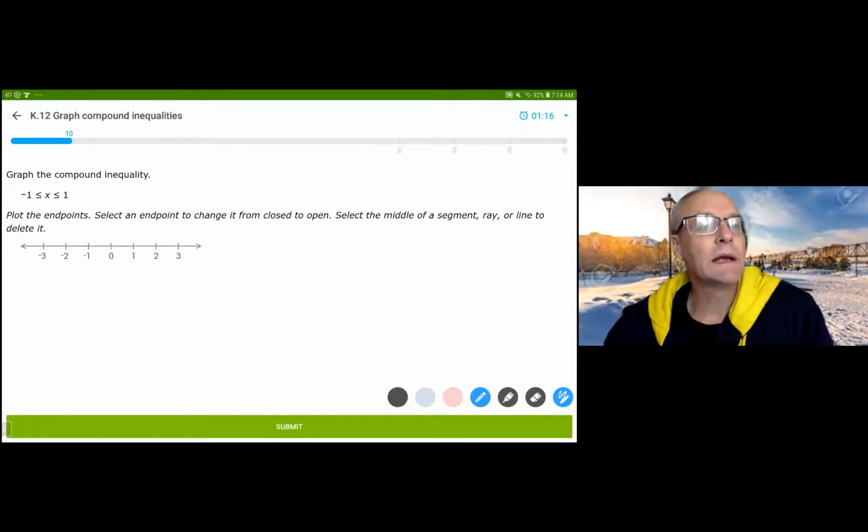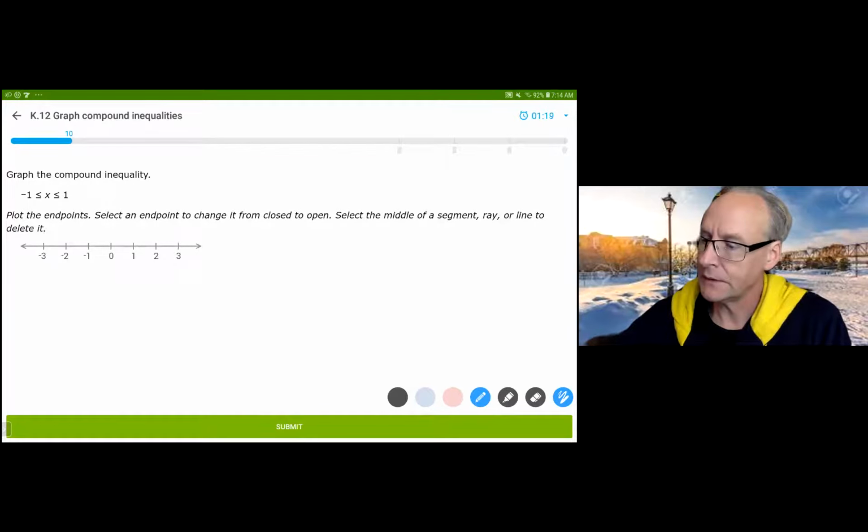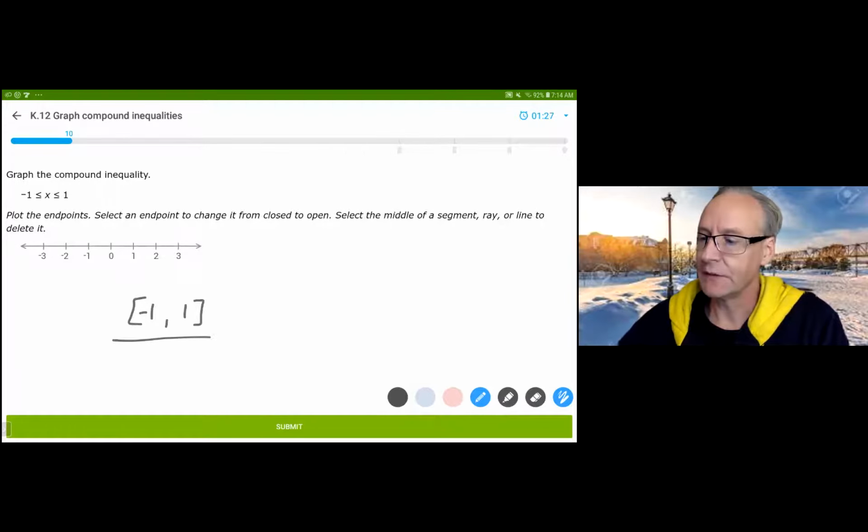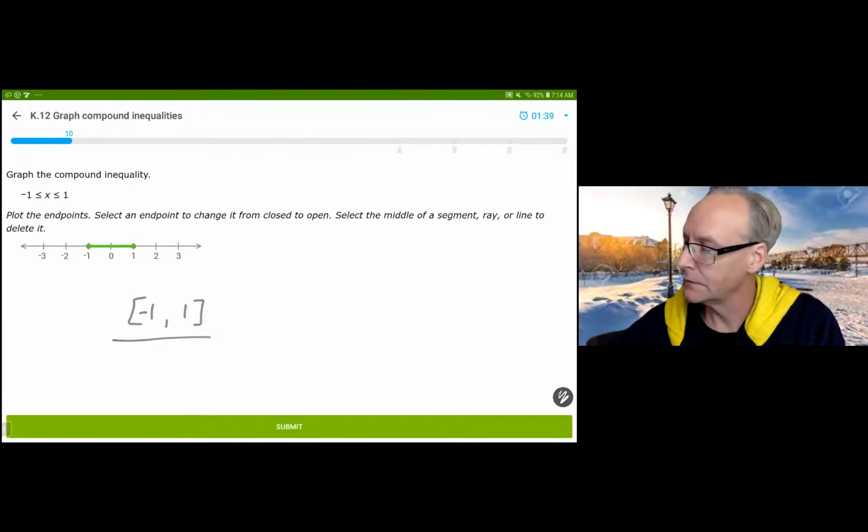This time we want -1 to 1. -1, 1. There's our interval notation. We've included both sides. You see how it shows the less than or equal to. That little equal to symbol is the one that tells us that it's included. So I'm going to go ahead and just put it in there. -1 to 1.